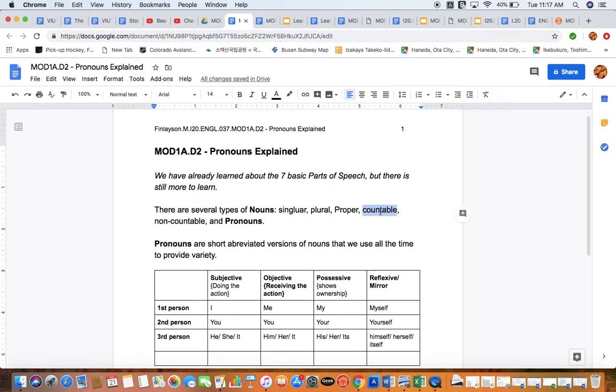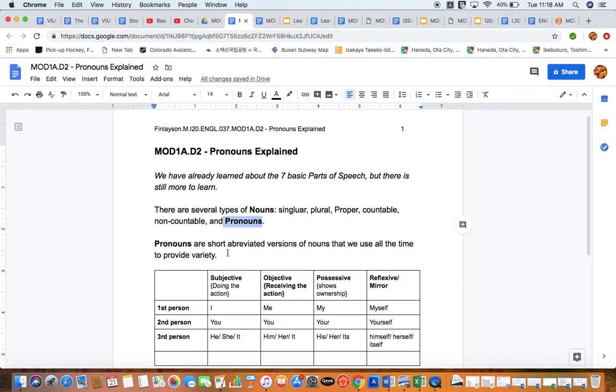Now, we can also talk about countable nouns and non-countable nouns. An example would be oranges, right? You could count 1 orange, 2 oranges, 3 oranges. You can't count water, however, right? You don't say 1 water, 2 water, 3 water. So water is a non-countable noun. It's useful to understand the different types of words, because then we can understand how to use them in sentences.